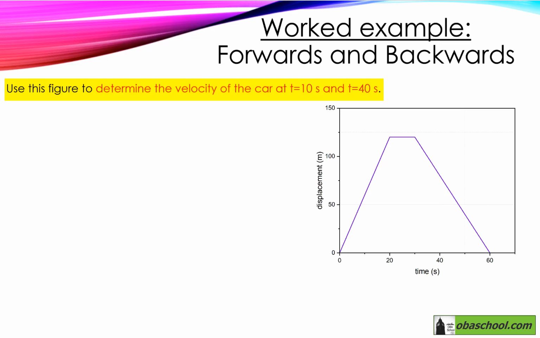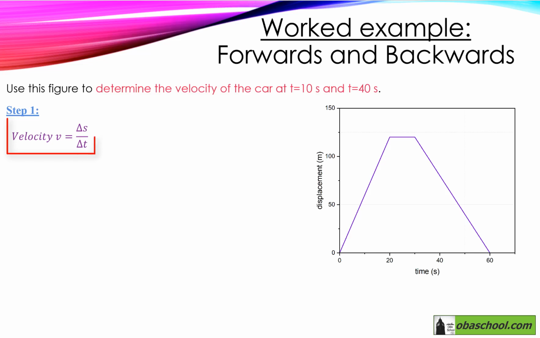First of all, in order to find the velocity, recall that the velocity is equal to the gradient of the displacement time graph at a specific point. So first of all, we should identify the equation needed and how to obtain the values from the graph. The equation is the velocity is equal to the change in displacement divided by the change of time. The right-hand terms are equivalent to the change on the y-axis, which represents the displacement, divided by the change on the x-axis, representing the time.